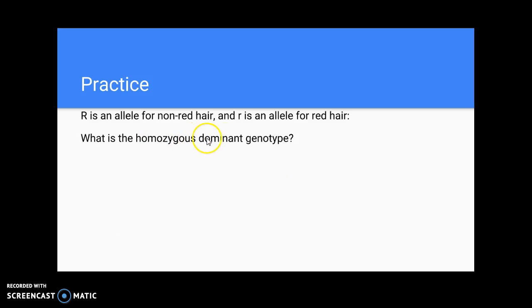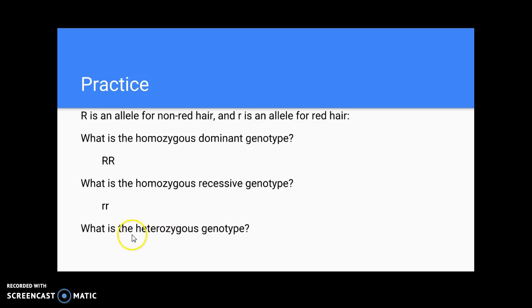What is the homozygous dominant genotype? So we see homozygous means two letters the same. Dominant means the capital letter. That's big R, big R. The homozygous recessive genotype, two letters the same. Recessive means a little letter. That's little r, little r. And finally, the heterozygous genotype, hetero means different. That will be big R, little r.